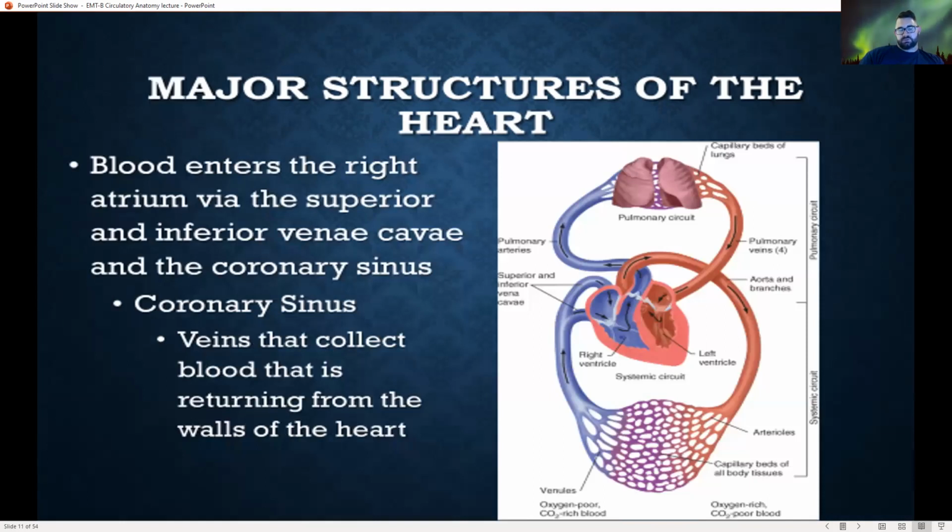So blood enters the right atrium. Okay, we're going to talk about the path of blood through the heart here in a minute, but all blood that is pumped out of the left side of the heart goes throughout the body. It oxygenates tissue, and tissue is very important to be oxygenated.